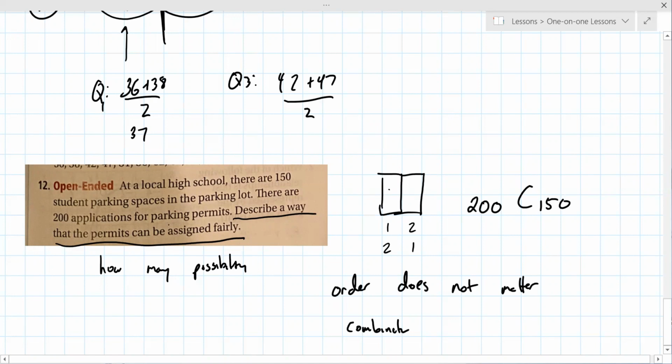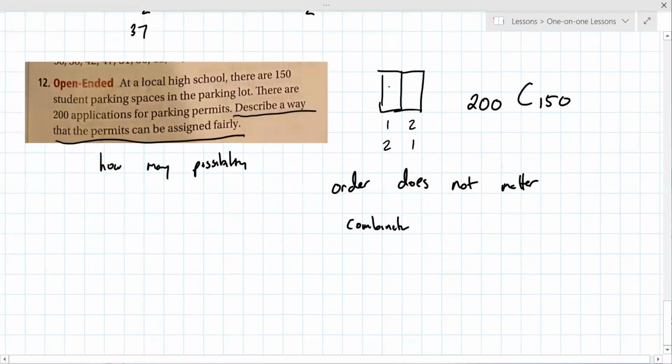Okay. Now this wants something different. It says describe a way that the permits can be assigned fairly. Basically, how do you make it random? Did you talk about this at all in your book, like random numbers? Yeah, like random number generators, I guess. Okay, something like that could work.